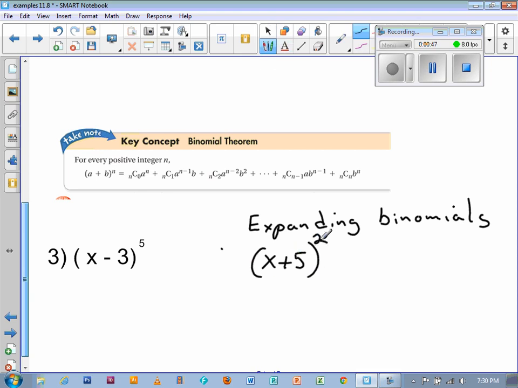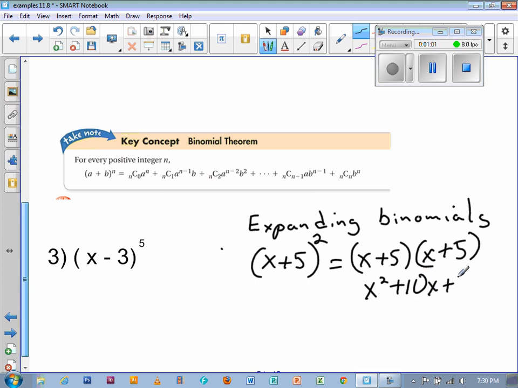Hopefully, from past experience, you know that's the same thing as x plus 5 times x plus 5. And when we FOIL that, we get x squared plus 10x plus 25. That is one way of expanding x plus 5 squared. That's what we call expanding. Now, what do you think would happen if I took x plus 5 to the third power?